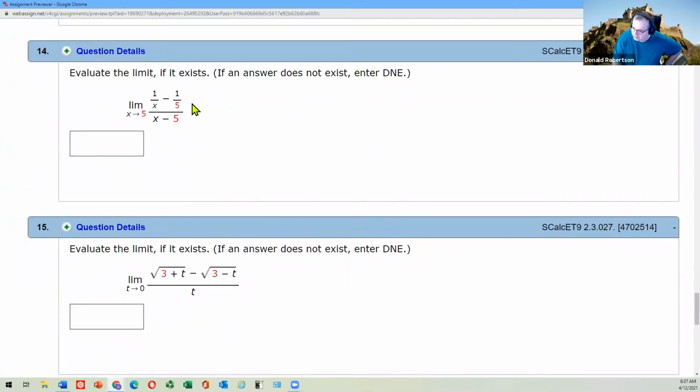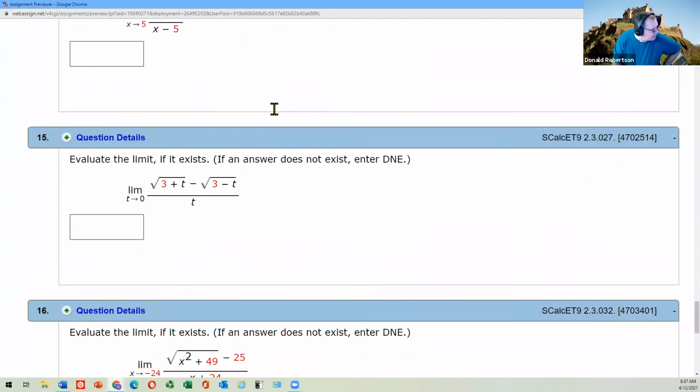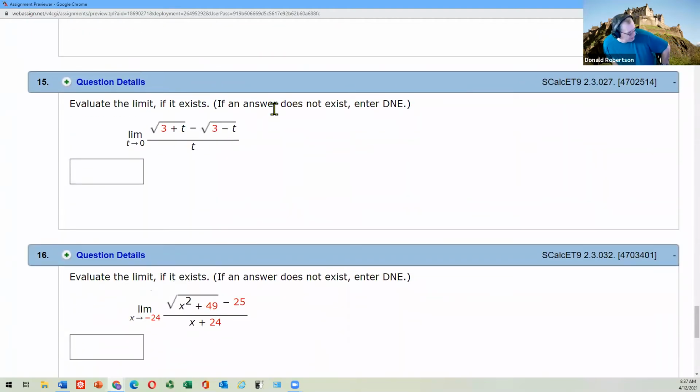Now, when you look at 14, do you see that is what we did today, an algebra question? And didn't we basically multiply top and bottom by 5x? Remember we did that one. What's 15 and 16? Algebra problems. Are they? Look again.